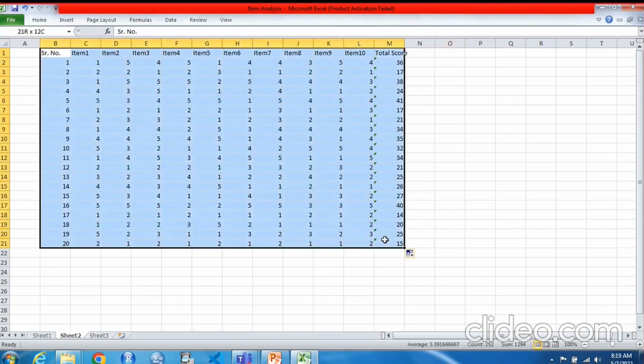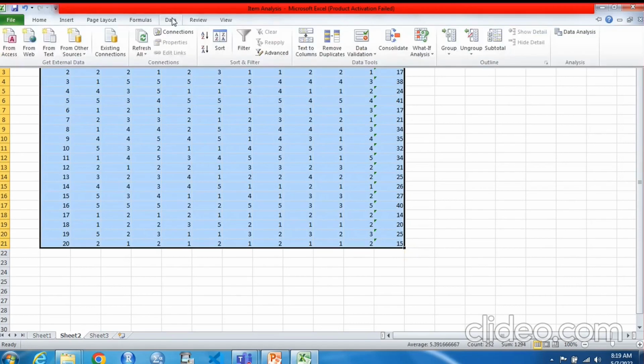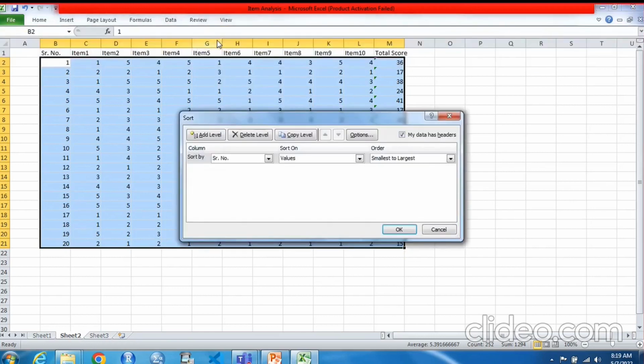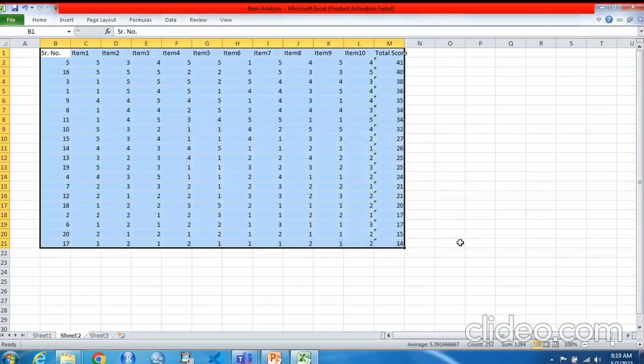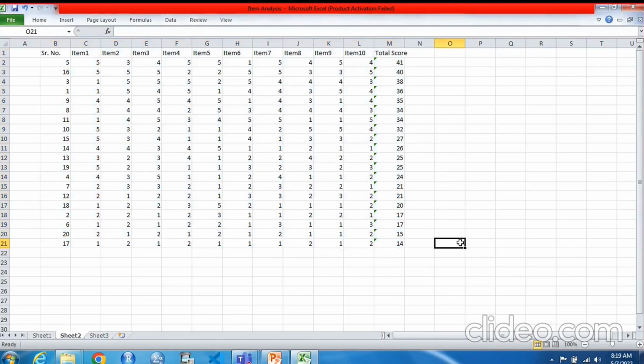select all the listings, go to Data, and sort by total score, in descending order, based on the values, largest first. I just say okay, and as you can see, it is all sorted. The highest score is 41, which is respondent number 5, and the lowest score is 14, which is respondent number 7. Now, having done that, let me select the top 27% and bottom 27% based on the scores.